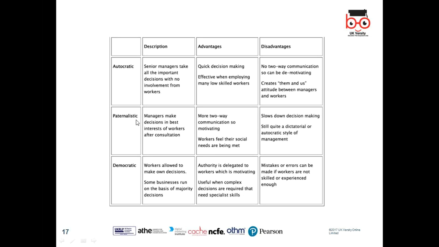Next is called paternalistic. Managers make the decision in the best interest of the worker. First they consult, then they make the decision, like a parent. You just ask them, consult, then make the decision. Democratic leaders allow too much say, but it depends upon the culture, because the leadership style in the UK does not mean the same style will be acceptable throughout the world. So you have to change the style according to the situation.